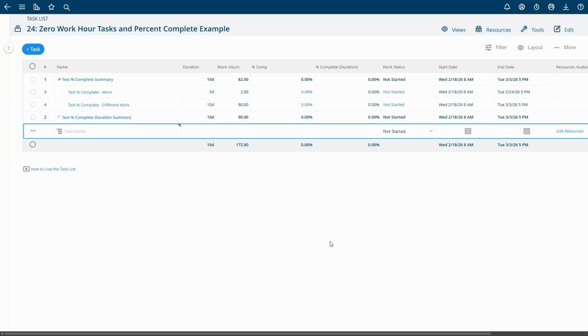Welcome to Project Insight. Today we'll be talking about zero work hour tasks and percent complete. This includes how percent complete and percent complete duration is calculated in Project Insight and how it weighs against the total percent complete of a summary task.